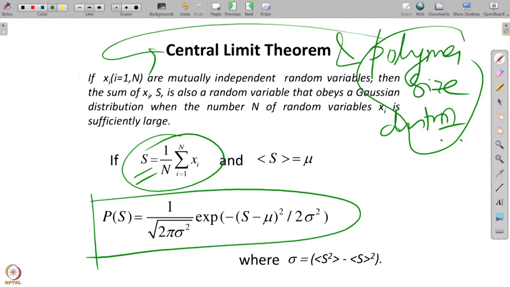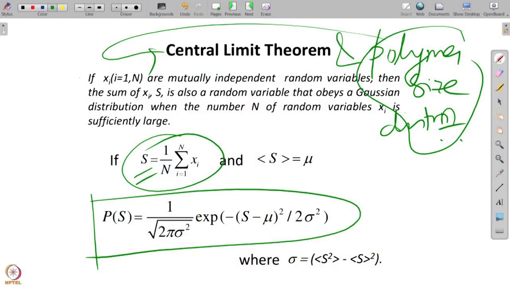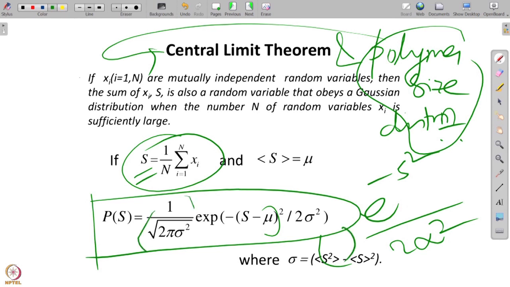For example, the way we generate a Gaussian distribution in a computer is that we call a random number, say between minus 1 and plus 1, and then we add them up. Just about 12 such random numbers is enough, so n can be 12. Below 12 it does not work that well, sometimes we take 20, but n equal to 12 will give you a fairly good Gaussian distribution. If it is uniformly distributed between plus 1 and minus 1, then the average goes to 0, and you just have e to the power minus S square by 2 sigma square and the normalization constant in front.